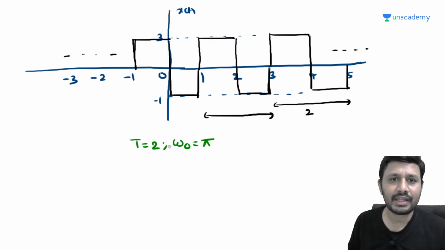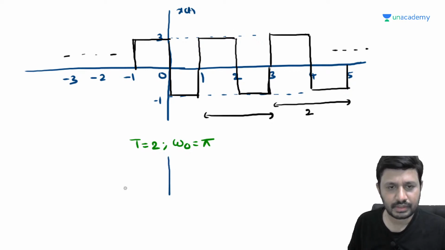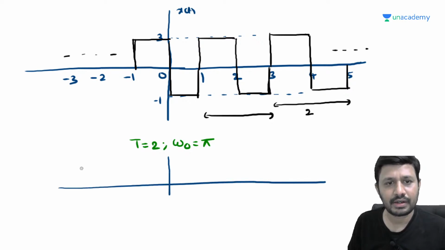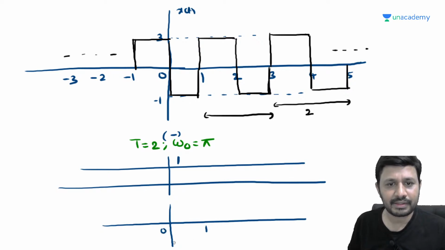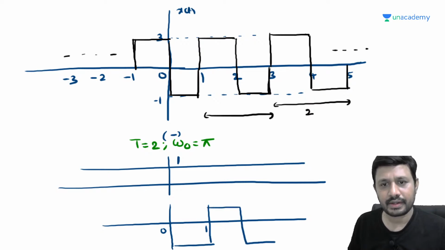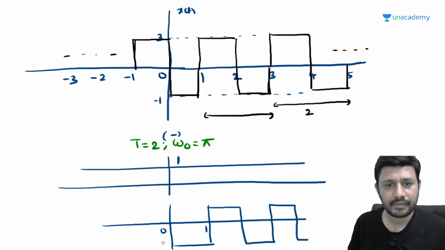What happens if I subtract a DC value 1 from this one? Subtract a DC value 1. What will happen? So between 0 to 1, this value is minus 1. If I subtract, it will become minus 2 and it will go like this, like this, like this. This kind of nature you will get.